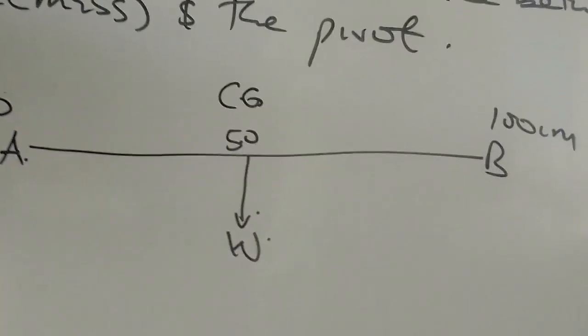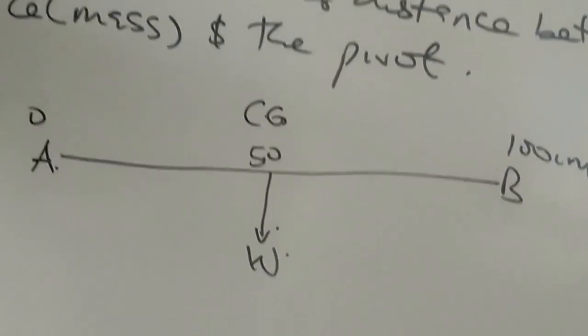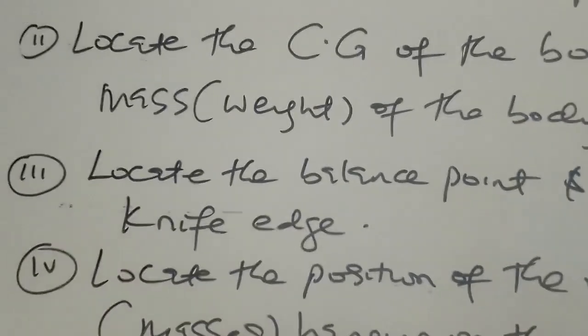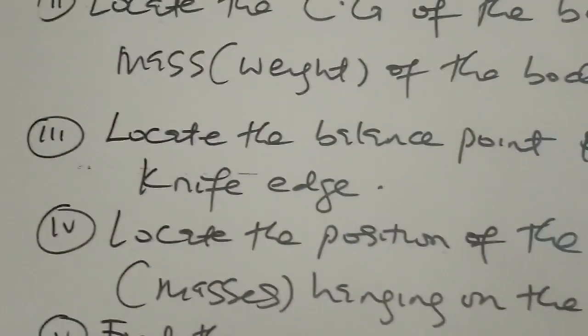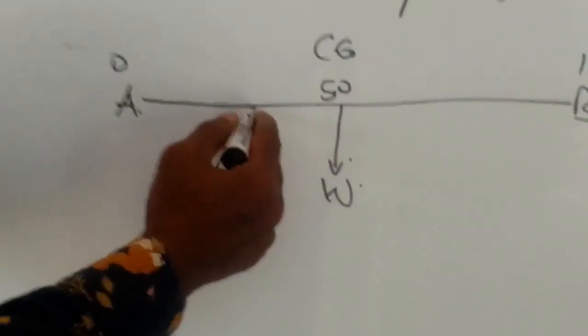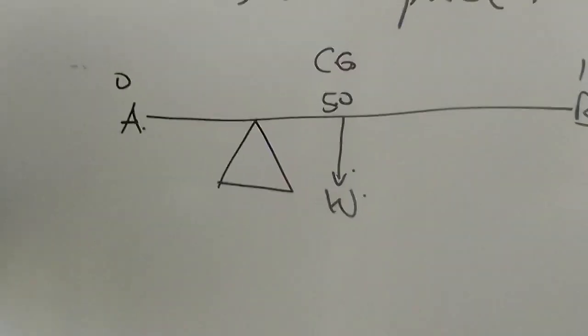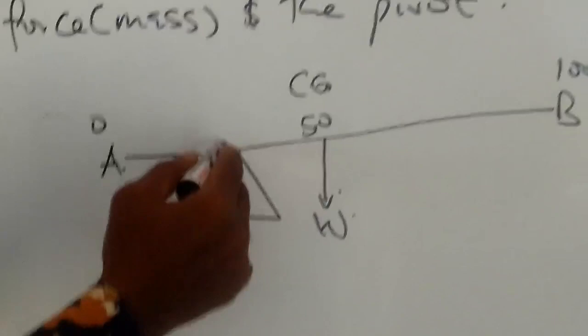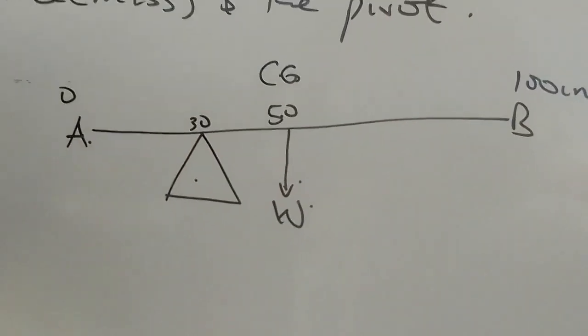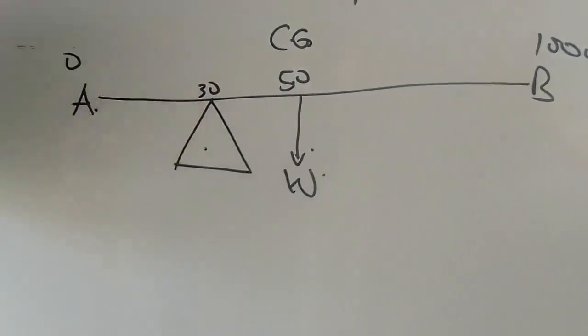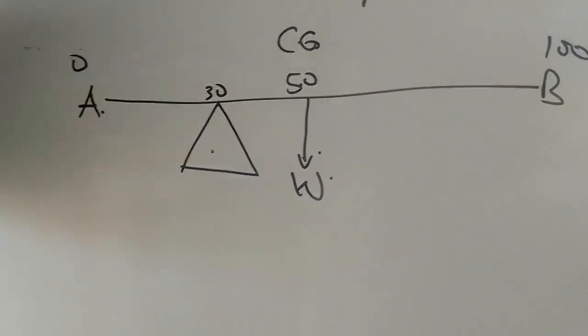Then the third step says locate the balance point. There should be a balance point in the question. Let's say it balances at the 30 cm mark. You place the knife edge, a triangular shape, at the balance point. Let's assume that is the 30 cm mark. That's where you have the balance point. So you locate the balance point and position the knife edge.